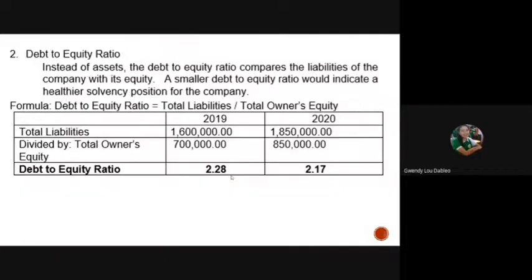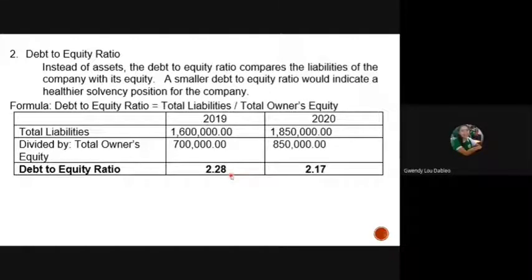Next, number 2, we have debt to equity ratio. Kindly read, Eliza. Yes, ma'am. Debt to equity ratio. Instead of assets, the debt to equity ratio compares the liabilities of the company with its equity. A smaller debt equity ratio would indicate a healthier solvency position for the company. The formula for this is debt to equity ratio equals total liabilities divided by total owner's equity.